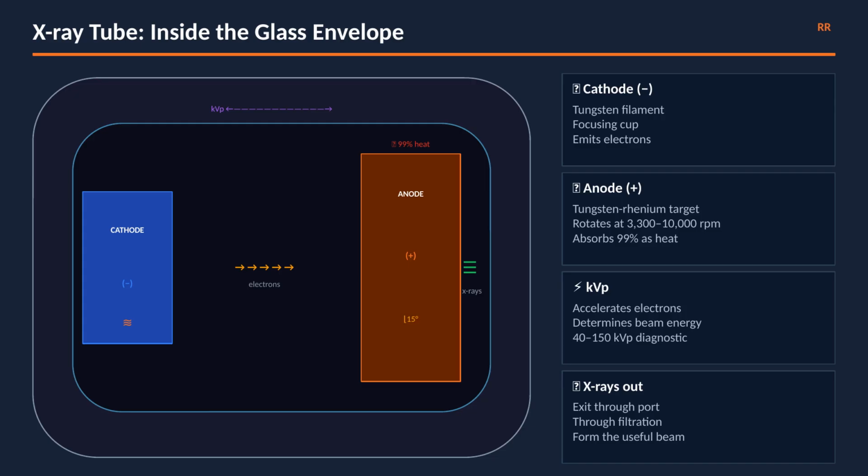The space between cathode and anode is bridged by the kilovoltage, kVp, applied across the tube. That voltage accelerates electrons at tremendous speed. When they hit the tungsten target, 1% becomes X-rays, and 99% becomes heat. All of this happens inside a glass or metal envelope that maintains a vacuum. Without that vacuum, air molecules would scatter the electrons before they could reach the anode, and X-ray production would fail.